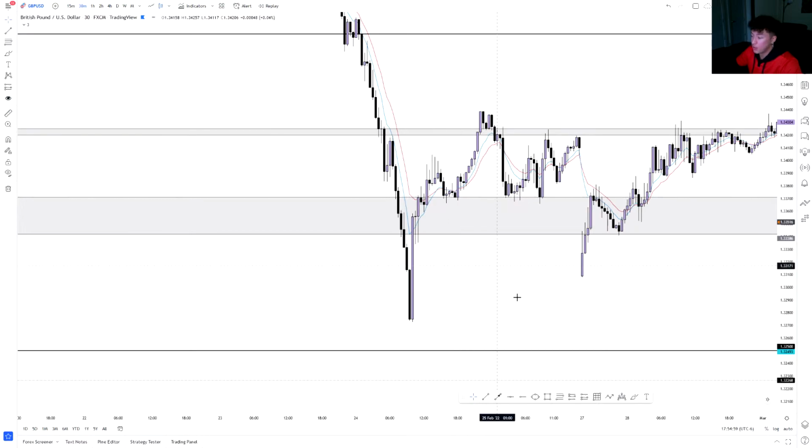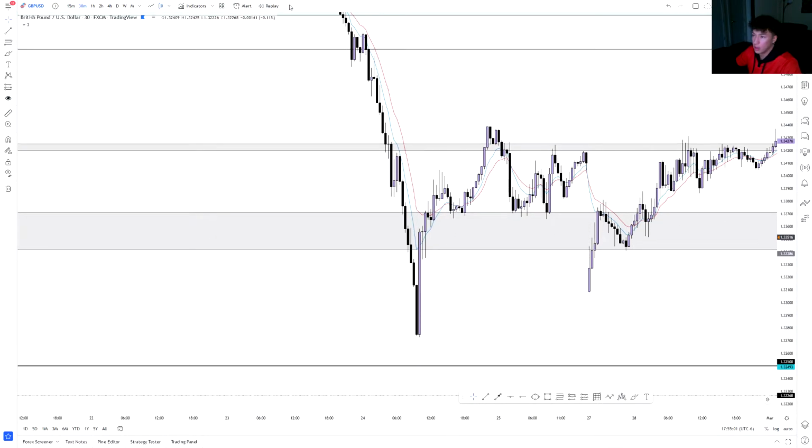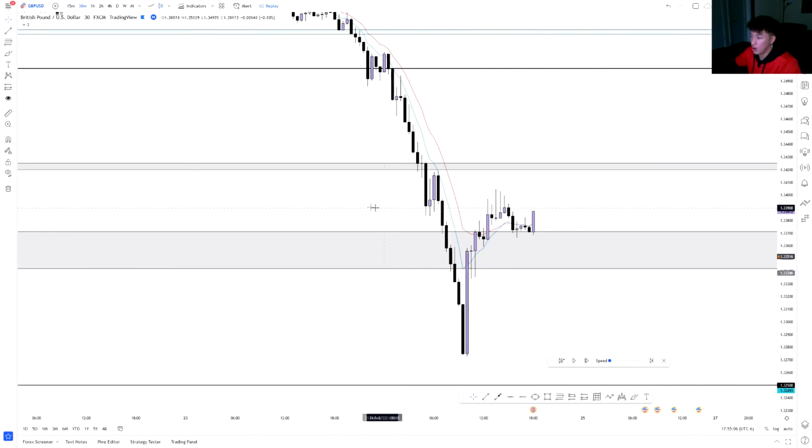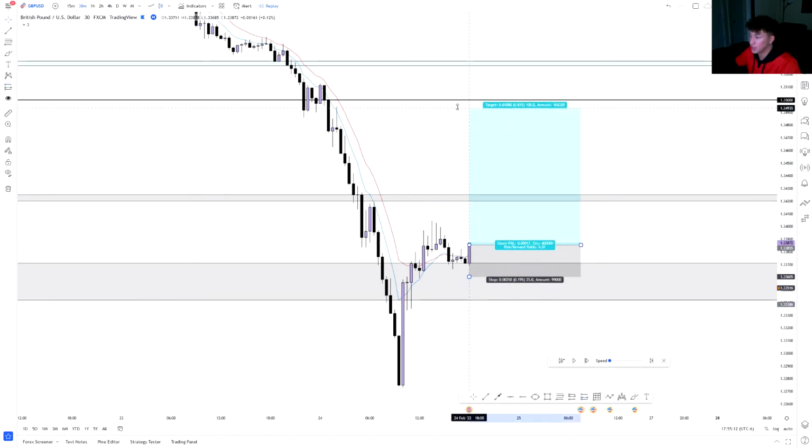Now, let's say we wanted to take entry right here. Let's get our replay tool all the way back here. Let's say I wanted to take it on this bullish engulfing candlestick. What am I doing? I'm taking my long position right up there, setting my stops down below the structural level, and I want to target my next psychological level.